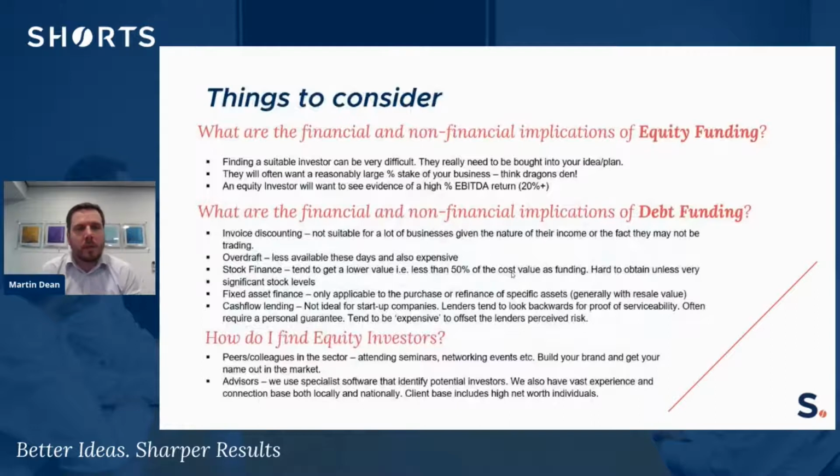Okay. So what are the things to consider then, based on the types of funding that are available? The two main types, so to speak, are equity and debt funding. So what are the financial implications and non-financial implications of equity funding? Finding an investor can be very, very difficult. They really need to be bought into your plan. They really need to believe it.